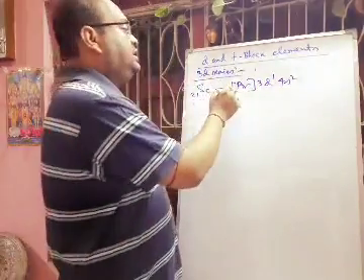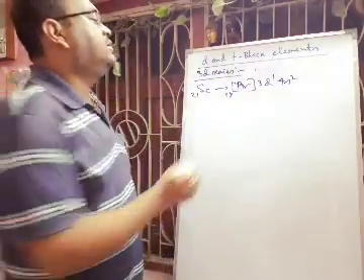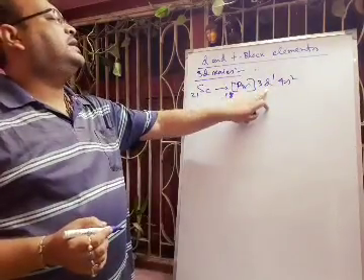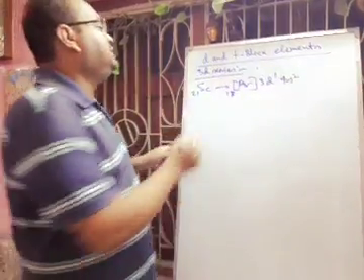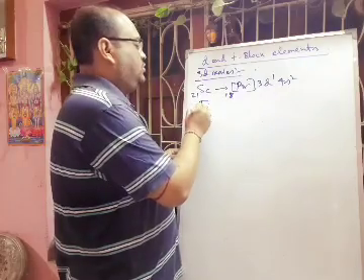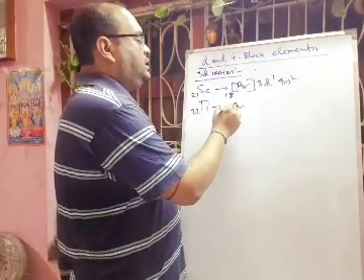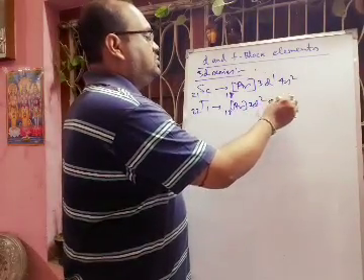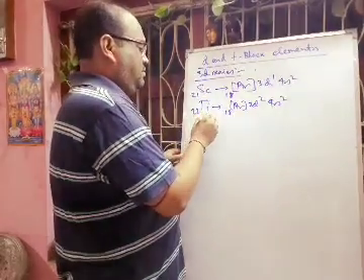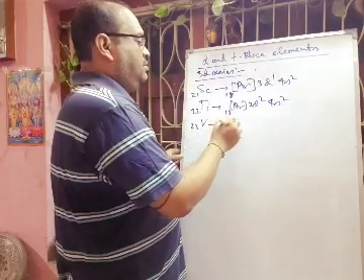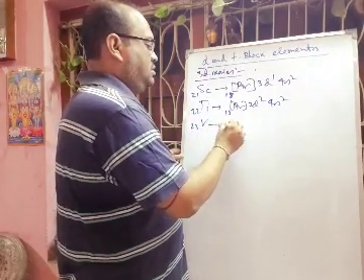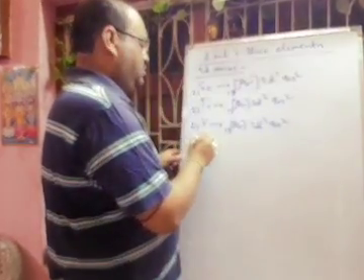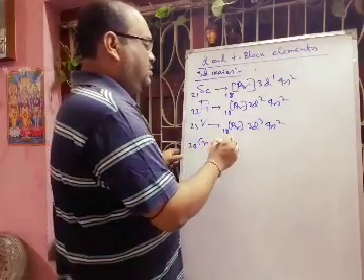Argon, 18. Now in the d orbital there is only one electron. Next there will be titanium, 22. So it will be argon 18, 3d2 4s2. Next vanadium, argon 18, 3d3 4s2.